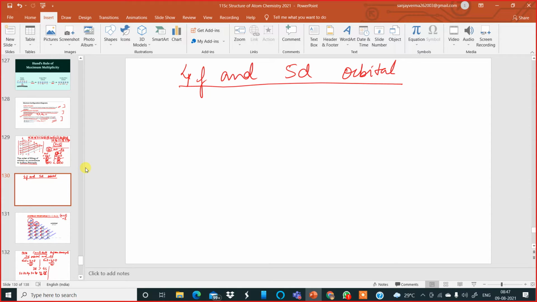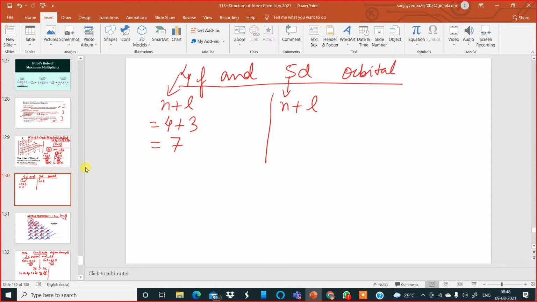Now, for the 4f orbital, n plus l value. What is the value of n? 4. For the f orbital, what is the value of l? Tell me. It is 3. So, how much am I getting? 7. Okay, now for the 5d orbital, let us find the n plus l value.